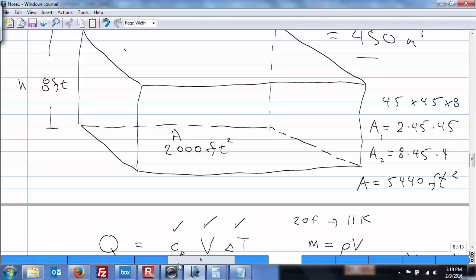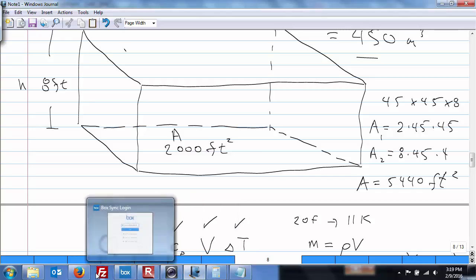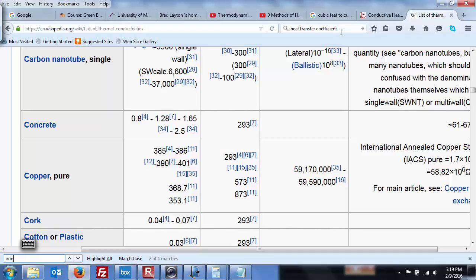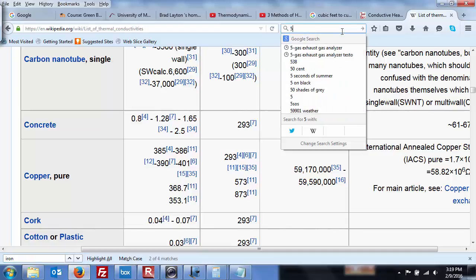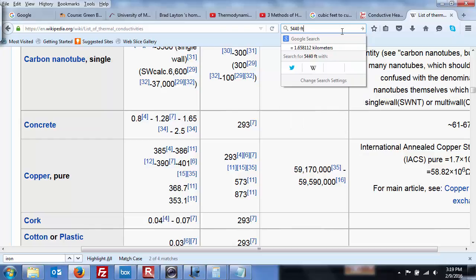That's the total surface area of the house. We didn't assume it had an attic and all that. We're just kind of figuring out how quickly heat is flowing out of this house if it's made of just pure concrete, and hopefully the number comes out about right. So let's convert square feet to square meters. 5,440 feet squared to meters squared.